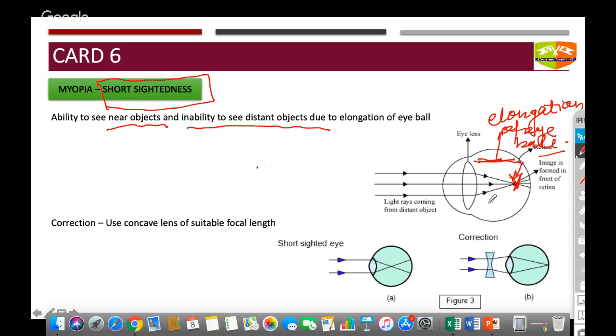Now how can I overcome this problem? So try to understand, for myopia and hypermetropia, we use different kinds of lenses. For myopia, we use concave lens. Why do we use concave lens? We need to know that the correction that has to be done is this image should get formed over here. That's the correction needed. Now how will a concave lens help me in overcoming that particular defect?